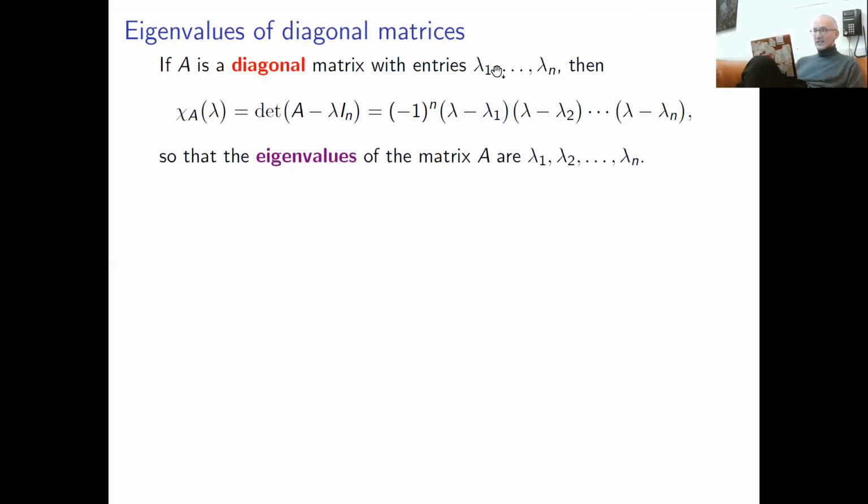If you have a diagonal matrix with diagonal entries lambda 1, ..., lambda n, then in order to compute the characteristic polynomial, you have to basically compute the determinant of this matrix. But when you take the matrix A minus lambda I, it's again a diagonal matrix. But its diagonal entries are now lambda 1 minus lambda, lambda 2 minus lambda, up to lambda n minus lambda. So what you get is the determinant of a diagonal matrix, but the determinant of a diagonal matrix is just the product of diagonal elements. So you get the product lambda 1 minus lambda times lambda 2 minus lambda, and so on, up to lambda n minus lambda.